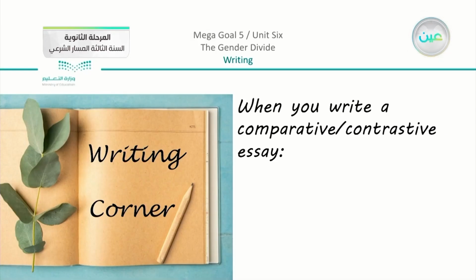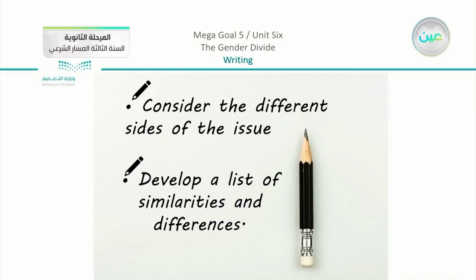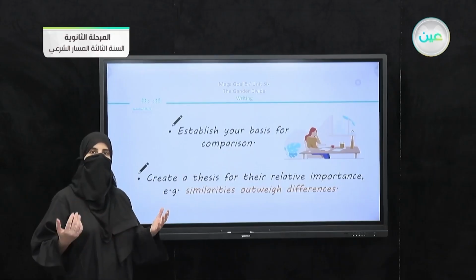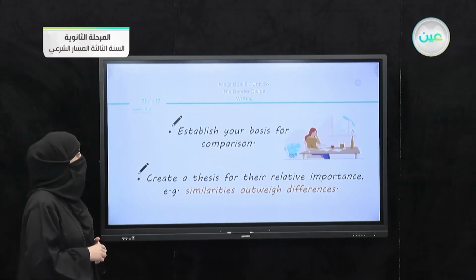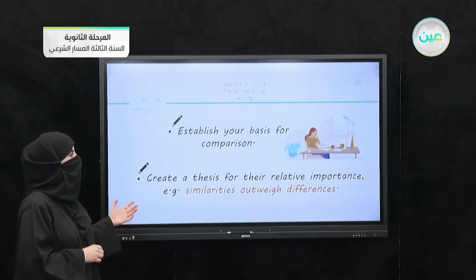Now, when you write a comparative or a contrastive essay here, we have to consider the different sides of the issue, to develop a list of similarities and differences. So you are going to compare, but you do have to show the similarities and differences that we have here. And we have to establish the basis for comparison. Now you are going to mention the two people, and then you are going to start the comparison here. So the first part is to establish the comparison, to create a thesis for the relative importance. Now, this means to mention that the similarities outweigh the differences.